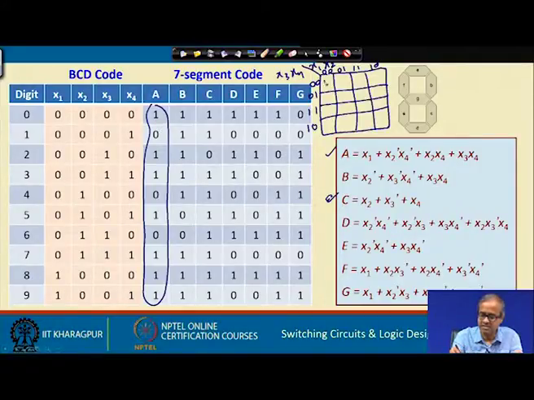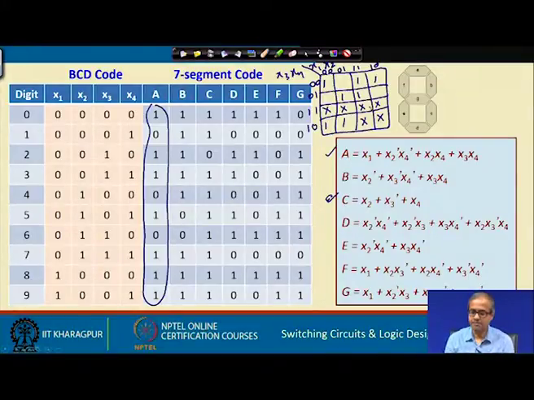For 0, this is 0, 1, 2; 2 is 0, 1, 2, this is it; then 3, 3 is also 1, this is 3, 4 is 0, 5, this is 4, this is 5, 6, 7, this is 7 and 8 and 9. This is your Karnaugh map, and in addition there are 6 don't cares: 10, 11, 12, 13, 14, 15. 10 is 1 0, so I am showing the don't care as x. These 6 are all don't cares.